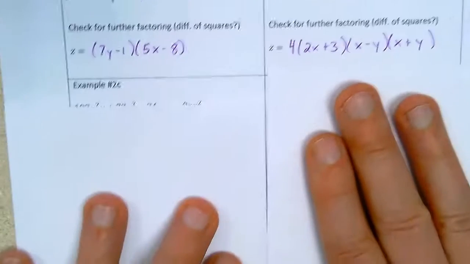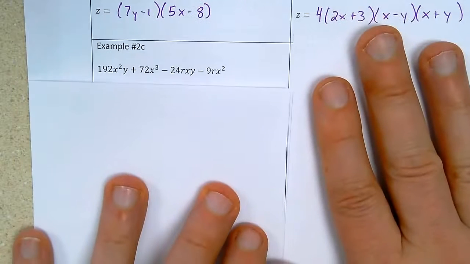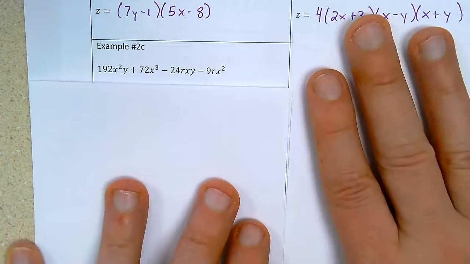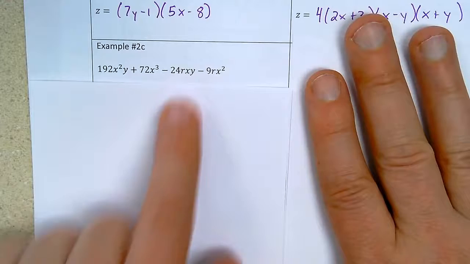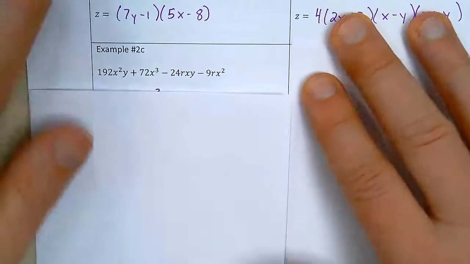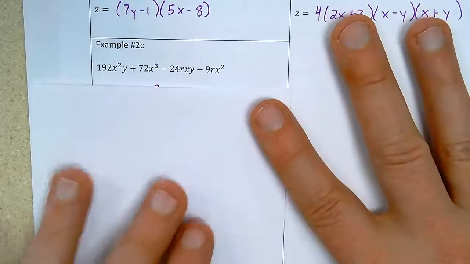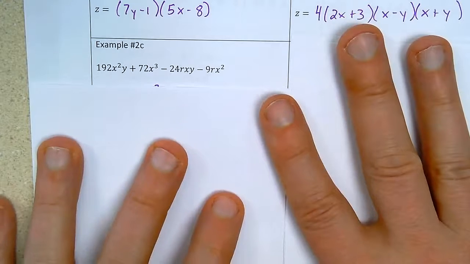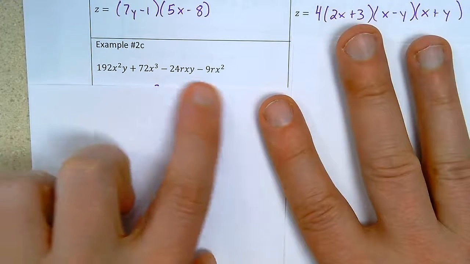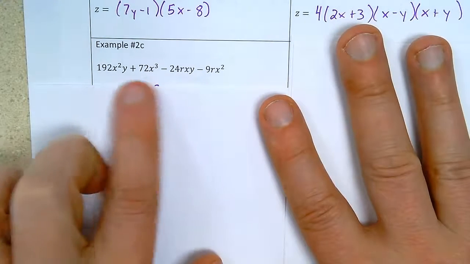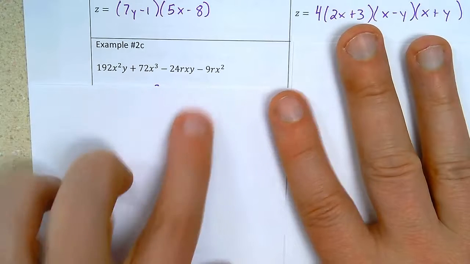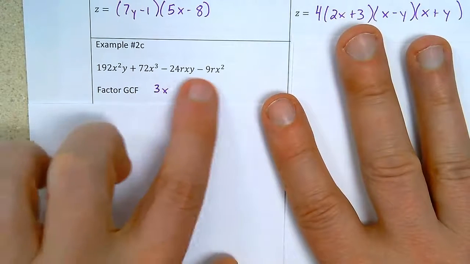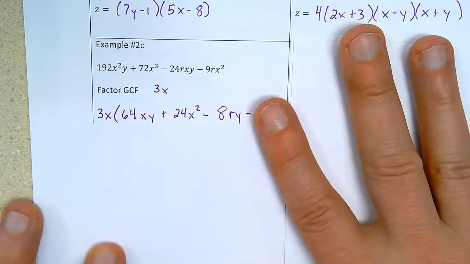2c. Looks like here we've got variables x, y, and r. Pretty ugly looking one. Probably the most challenging one that I would offer up. Large numbers also, but it looks like all of them are divisible by 3. Oh, do they also all have an x? Yeah, they all have an x. So we pull a 3x out.